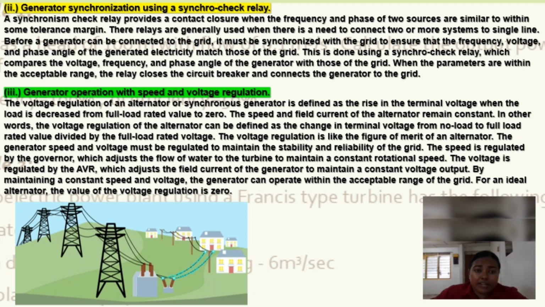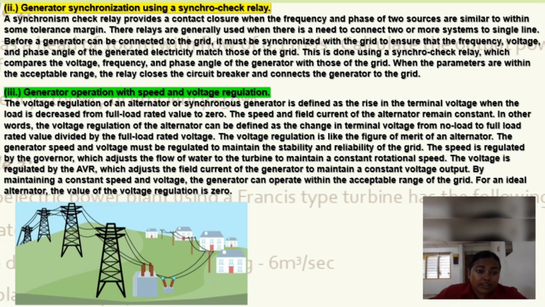A synchronism check relay provides a contact closure when the frequency and phase of two sources are similar, meeting some tolerance margin. The relays are generally used when there is a need to connect two or more systems to a single line. Before a generator can be connected to the grid, it must be synchronized with the grid to ensure that the frequency, voltage, and phase angle of the generated electricity match those of the grid. This is done using a synchro check relay, which compares the voltage, frequency, and phase angle of the generator with those of the grid. When the parameters are within the acceptable range, the relay closes the circuit breaker and connects the generator to the grid.